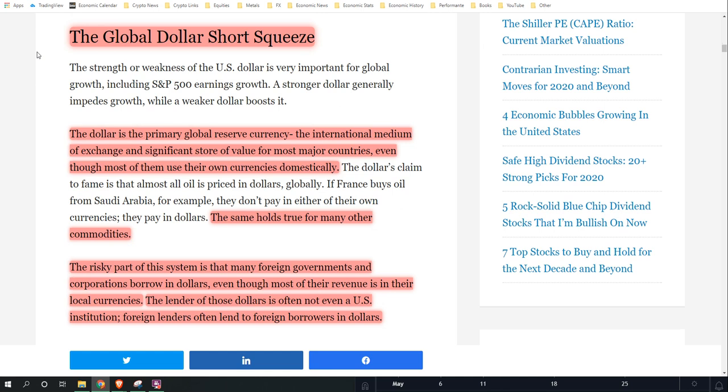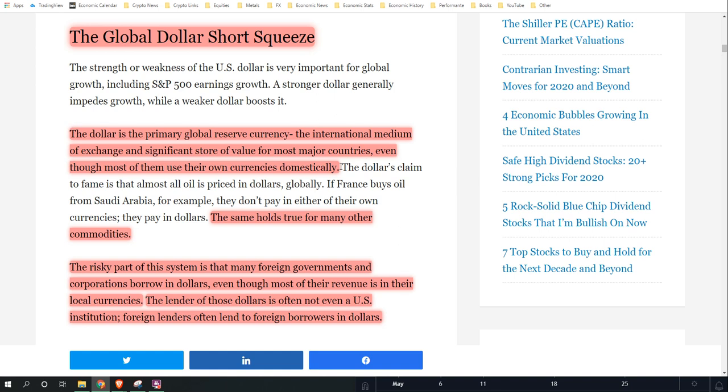Okay. The dollar is the primary global reserve currency. This is the primary key fundamental factor for this short squeeze. What does that mean? It is the international medium of exchange and significant store of value for most major countries, even though most of them use their own currencies domestically.